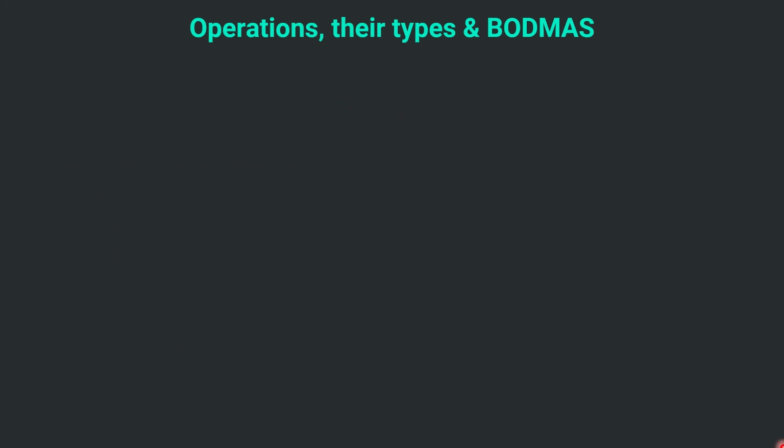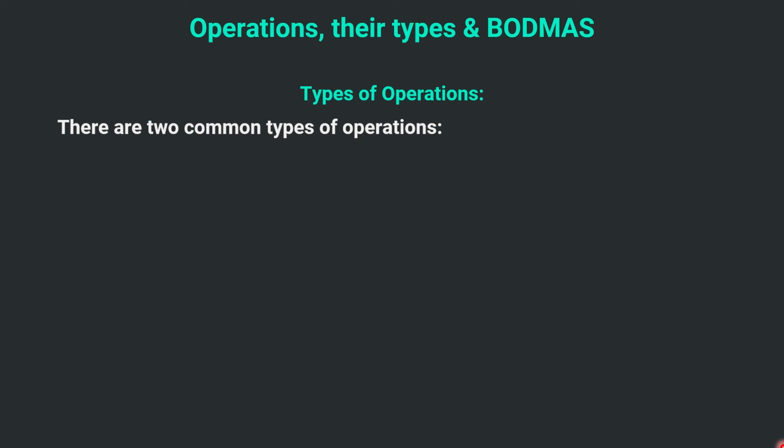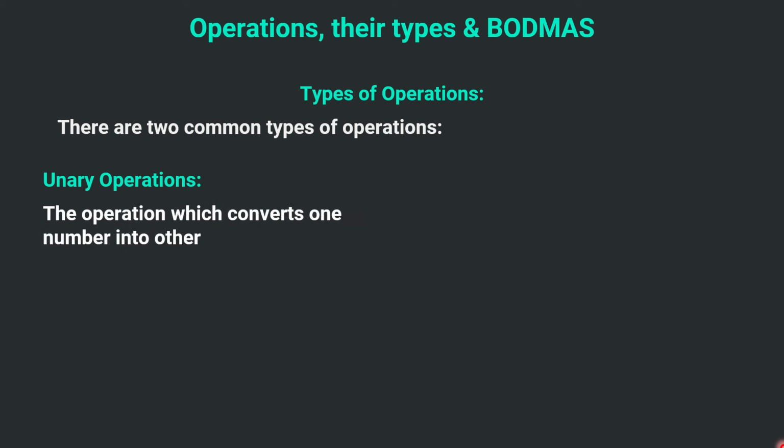Now let's see what the types of operations are. There are two types of common operations. First is a unary operation, so the name is itself well explanatory. It is an operation which converts one form of a number into another, so there will be only one input and one output. Let's see some examples. First of all, we have factorial, as we have discussed. For factorial, we take one input and it provides one output. So 5 factorial will give us 120. The input is 1 and the output is 1, so that's why it is called a unary operation.